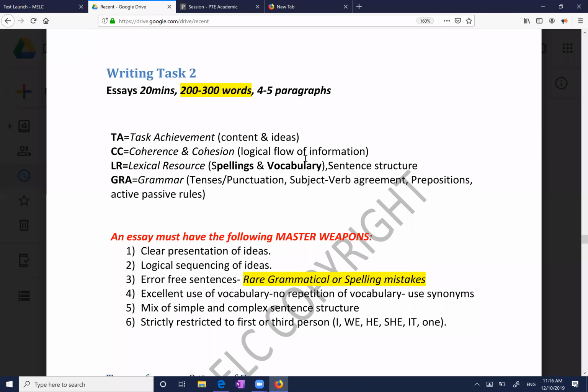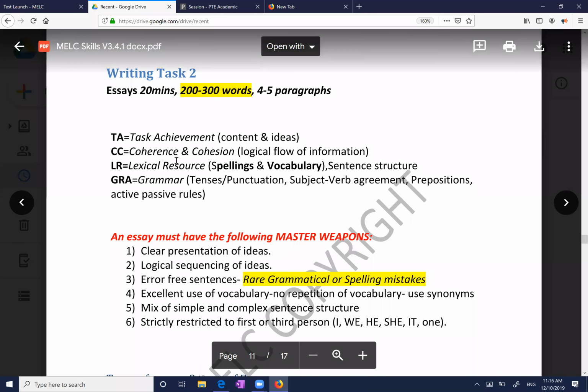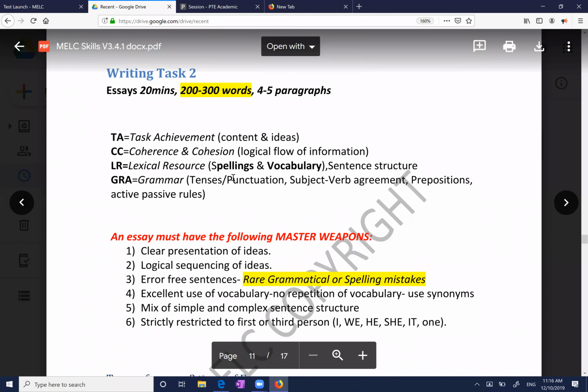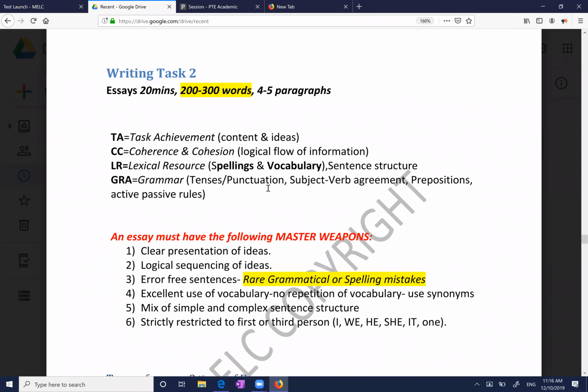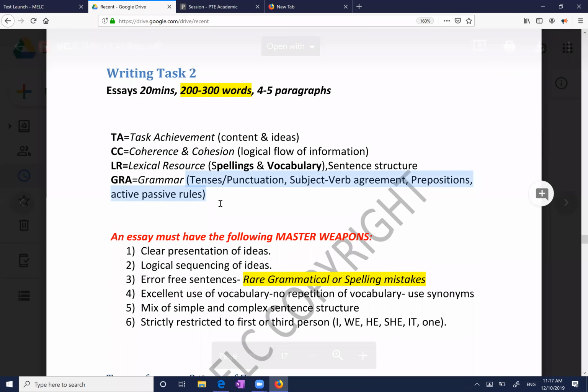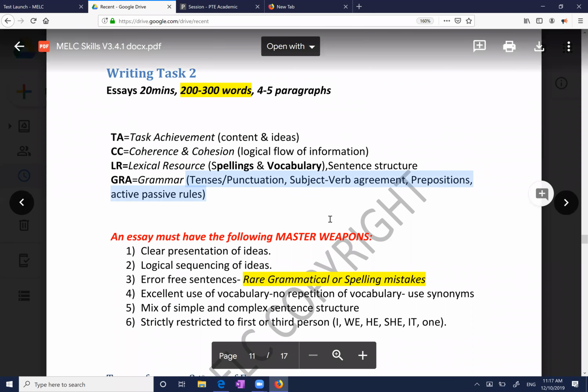Yes or no? So coming back, we need to keep in mind coherence and cohesion, logical flow of information, lexical resource, good spellings, good vocabulary, and good sentence structure. No spelling mistakes. A range of vocabulary must be used. Grammar, subject-verb agreement. These are the mistakes which you make maximum in your essays. Hence, we give you such exercises. Tenses and punctuation, subject-verb agreement, prepositions, active passive rules.